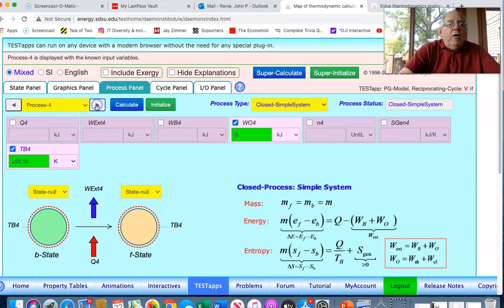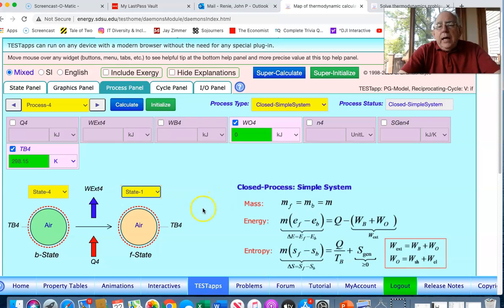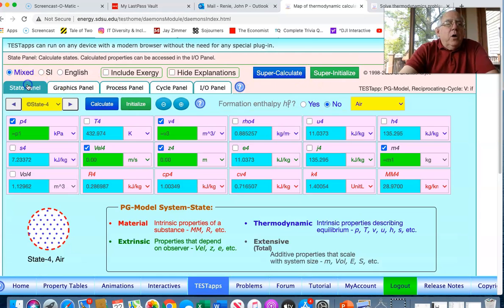And then finally, our final process is from 4 back to 1. And that was a constant pressure process. And so in that particular case, we do have some work and we have some heat transfer. So what we're going to do then is we're going to go back and do a super calculate. And we're going to take a look at our state panels now, and we see if everything has been calculated.